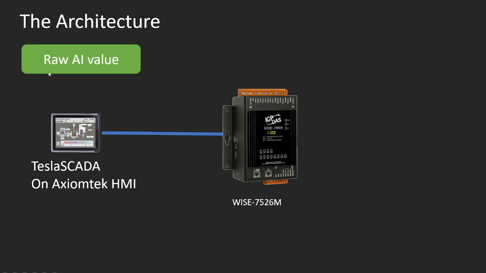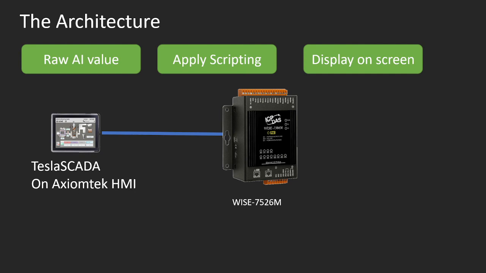Before I end this one, I just want to show you again the raw analog input module, raw input value. Then what you do is apply scripting, and then you display that on the screen. With that you can manipulate your data further to achieve other tasks that you want.